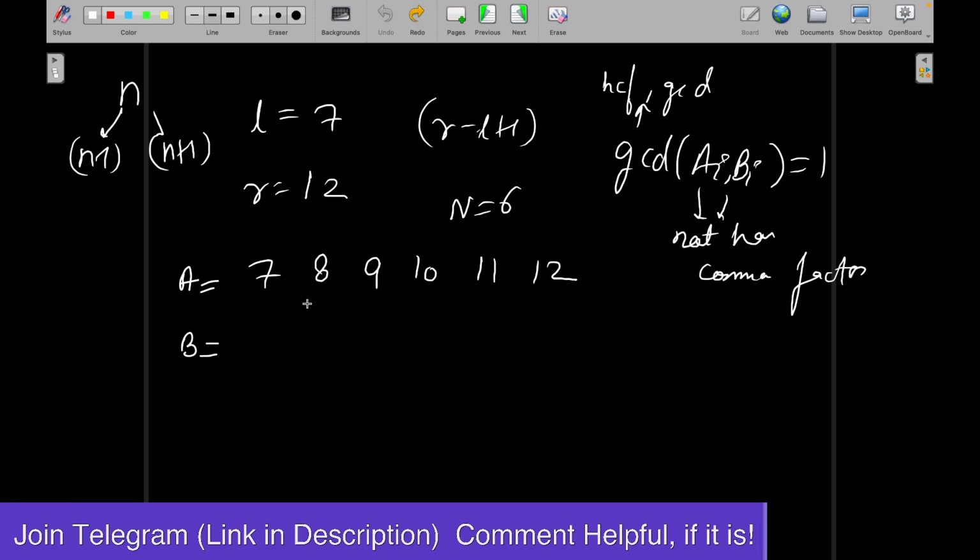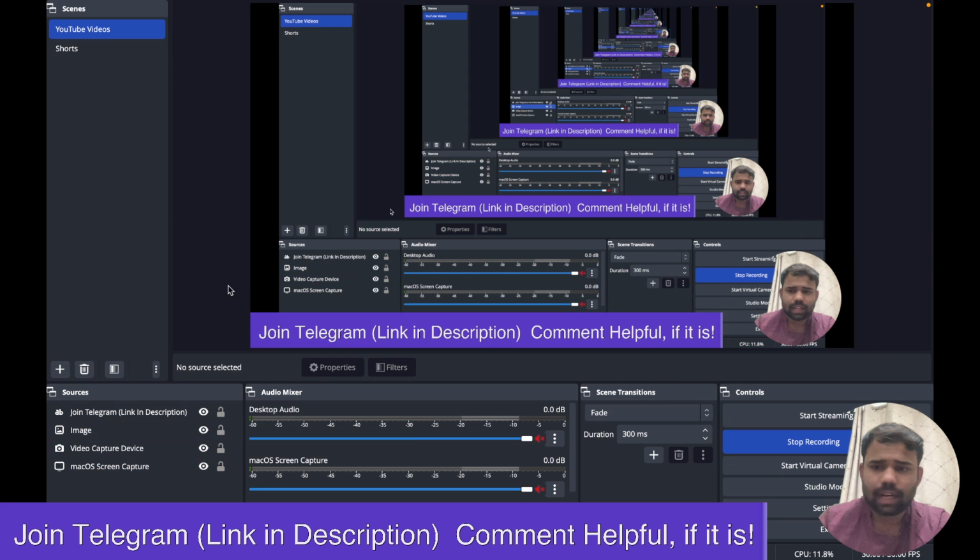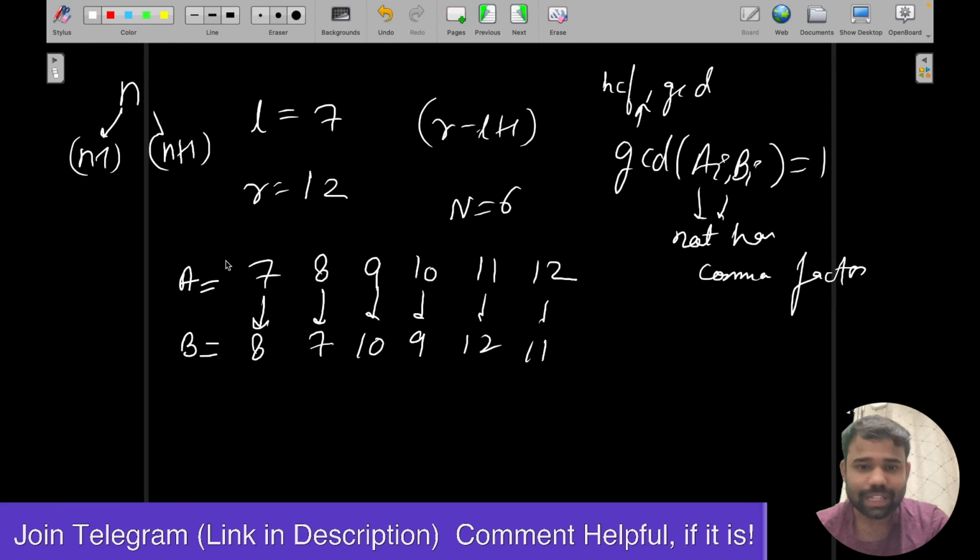So what we will do? Guys, we can simply map 7 with 8, and 8 with 7. For 9 it's 10, for 10 it's 9, for 12 it's 11. So simply what we are doing is swapping the numbers. Every two numbers we are swapping.